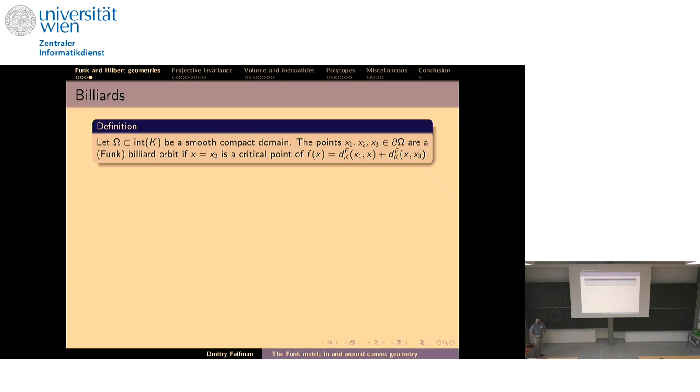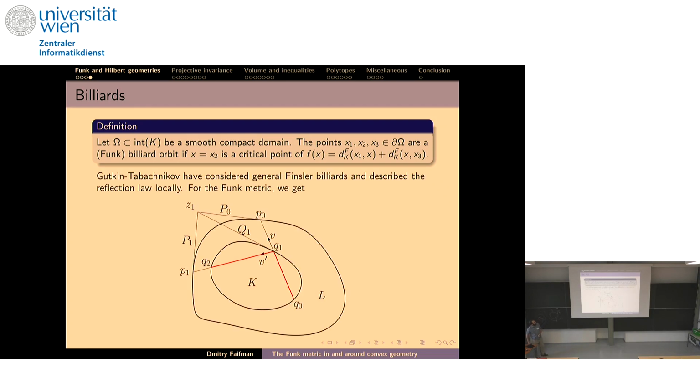That's not really how you play billiards. What you really want is to know how the ball will reflect. So luckily, that's a problem that has been considered by Gutkin and Tabachnikov. They considered general Finsler billiards. And in this particular setting, the reflection law looks like this.